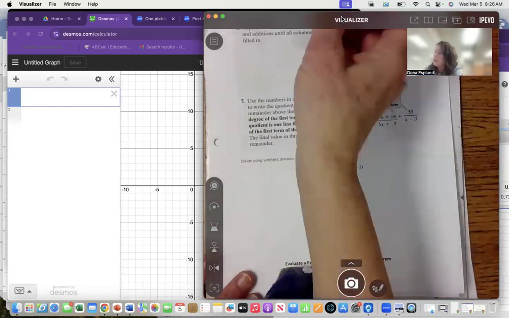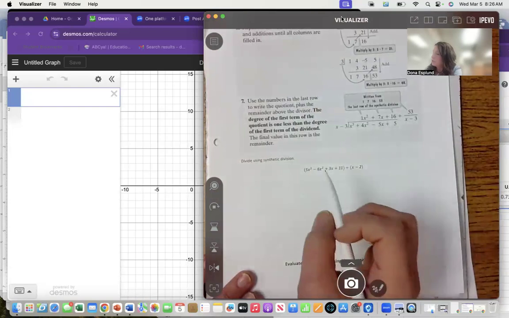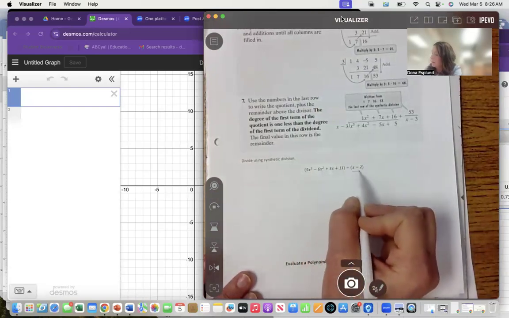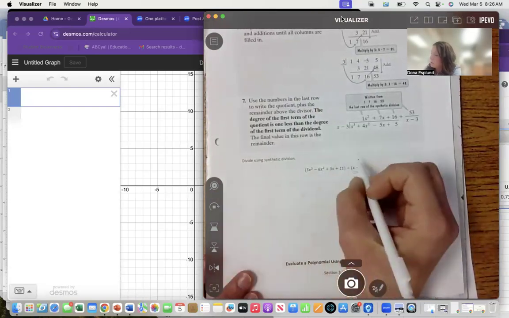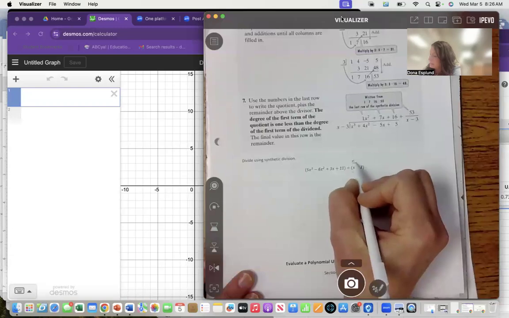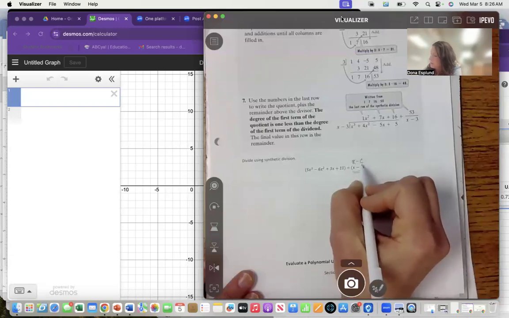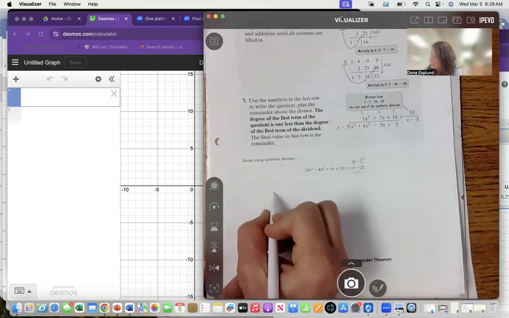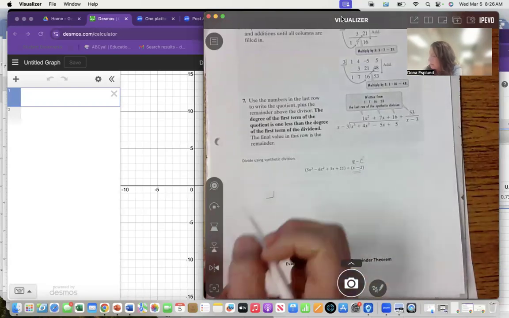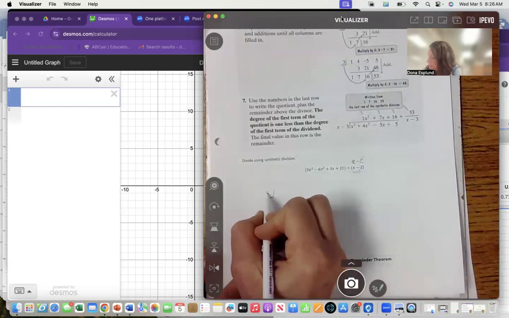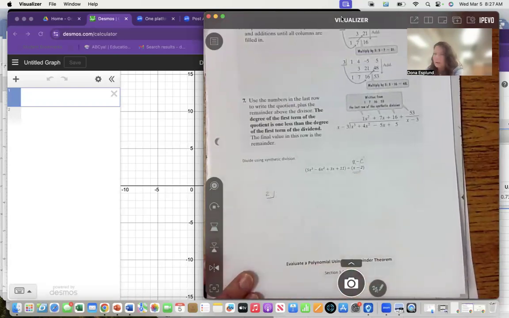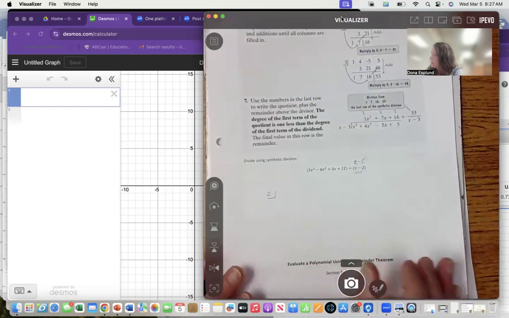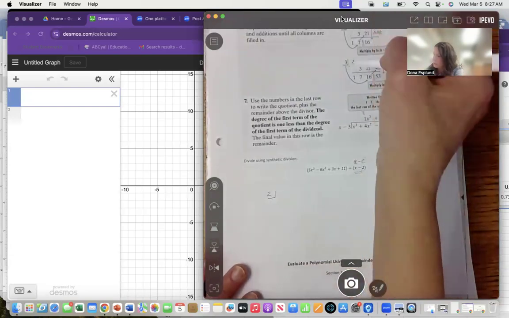If you need to refer back to the process, it's listed here. So I'm going to start off. I'm dividing by x minus 2. And remember, that is x minus c, and that means my 2 is going to have to go outside my synthetic box. I write it this way. People do it different ways, but I've always done it this way, and that's the way the book does it too.